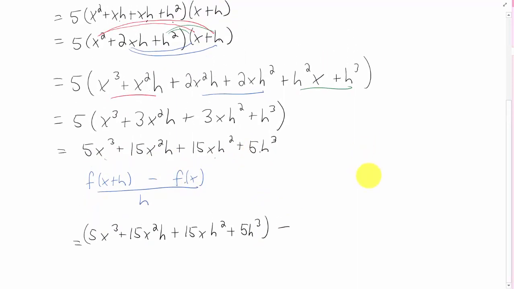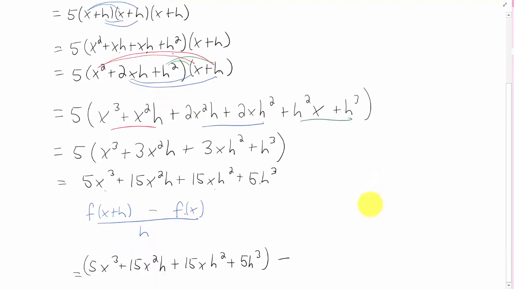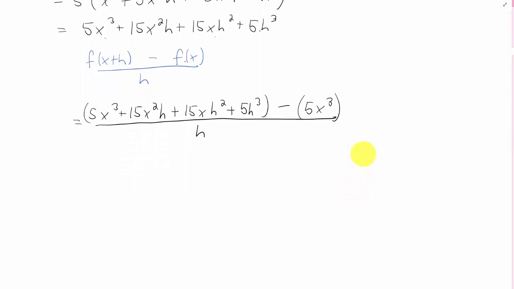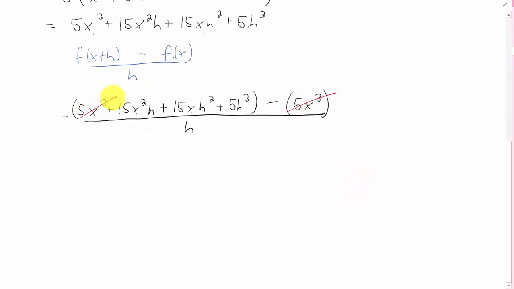If you've forgotten what it was, I have. It is 5x cubed. That goes right here. Don't forget your minus sign in between your terms, and don't forget parentheses are always a good idea. Now you'll notice that something should cancel. This 5x cubed term is going to cancel with that 5x cubed term. And let's see what we're left with.